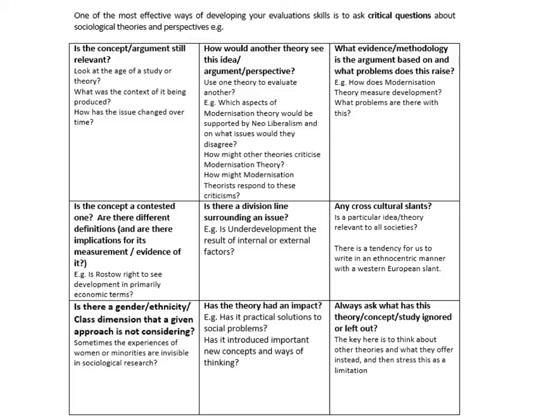For example, if you hit the pause button and have a look at the grid that you can see on the screen at the moment, you've got here an example of a series of questions and criteria that you could use to help you formulate critical questions about particular theories. So try to practice interrogating theories and sociological arguments using these types of questions as much as possible. It will really help you to develop your skill of evaluation.